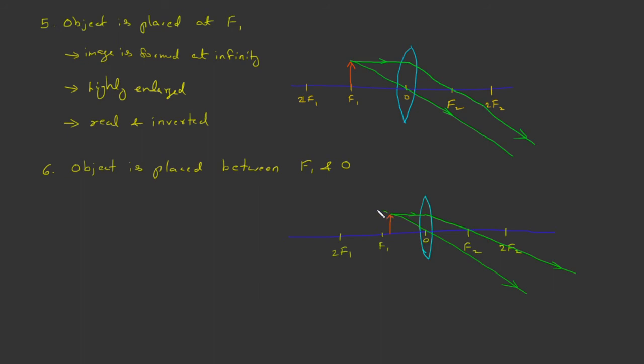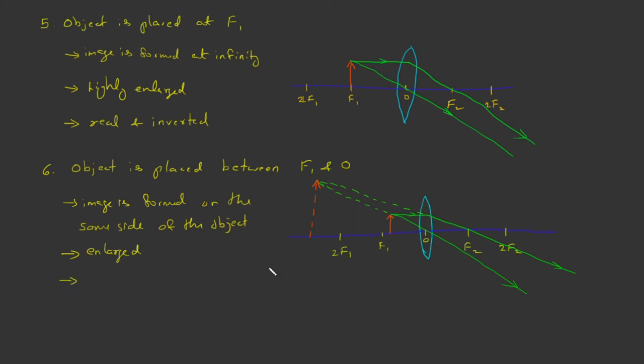But if you extend these rays, you can see these rays appear to be coming from a point. So an image is formed here. That is, image is formed on the same side of the object. So the image is formed here. What about the size of the image? You can see the size of the image is enlarged. That is, size of the image is bigger when compared to the size of the object.